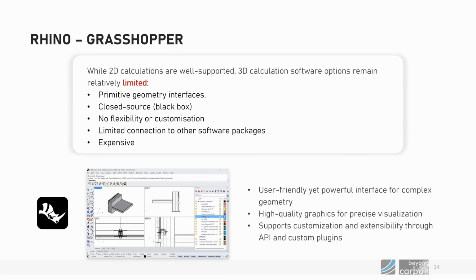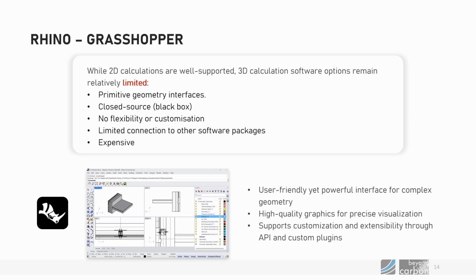We have developed this workflow using Rhino and Grasshopper. The reason we've come to this place is that while 2D calculations are well supported and there's actually free software for 2D calculations and many options out there, in terms of 3D calculation software, we felt that the options were pretty limited, and that the options that there were often had fairly primitive geometry interfaces. They were generally just closed source black box software packages that didn't allow you to have any flexibility or to interact with other pieces of software very well, and they tend to be quite expensive as well. So we felt that we could do something here with Rhino and Grasshopper.